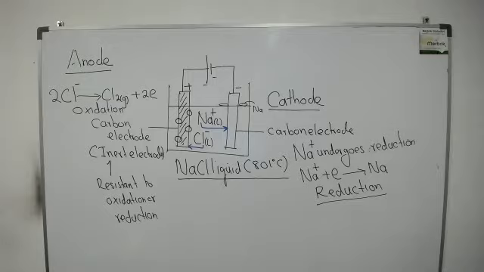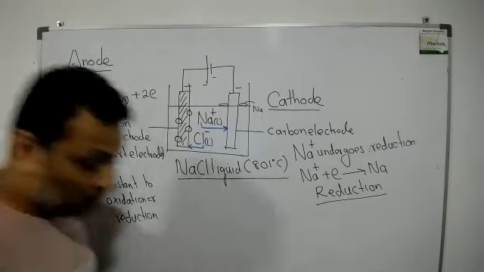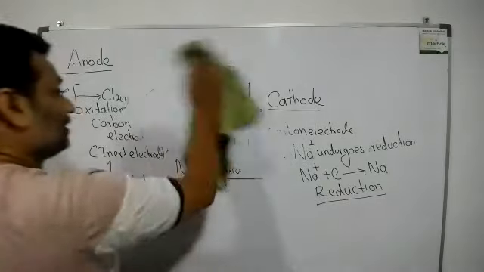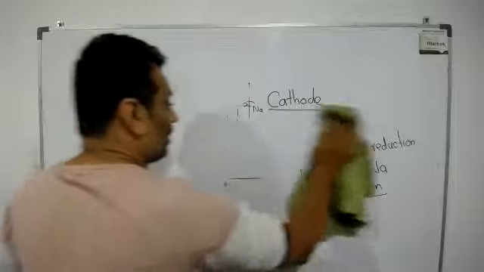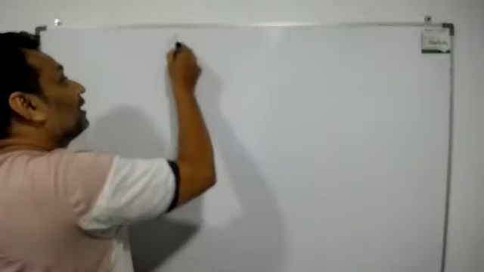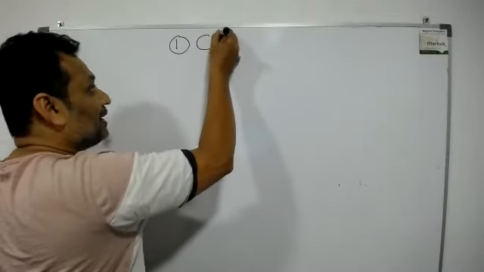Answering is over. Let's check the questions one by one. Question number 1. What is the ion that moves to the positive pole? You check your answers. What is the ion moving to the positive pole? It is Cl minus.